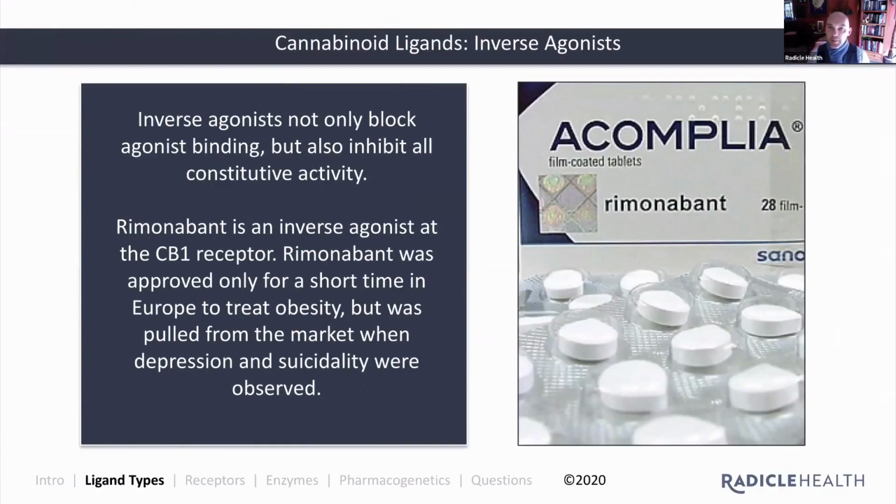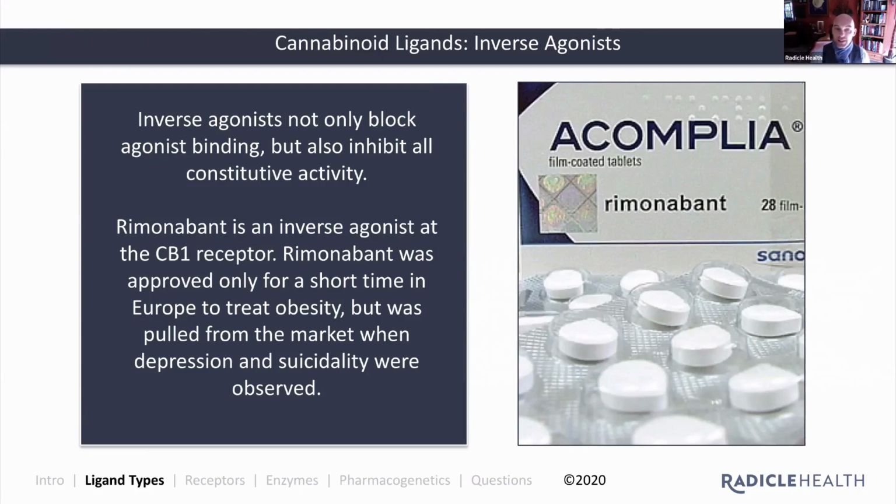The fourth, the last type of ligand that binds at the main binding site, is an inverse agonist. All G protein coupled receptors have what's called constitutive activity. This means that they have a baseline level of signaling even in the absence of an agonist or a partial agonist. An inverse agonist not only binds and blocks agonist binding, but it also inhibits that constitutive activity. At the CB1 receptor, a prescription medication was developed as an inverse agonist at CB1. It was developed to treat obesity.